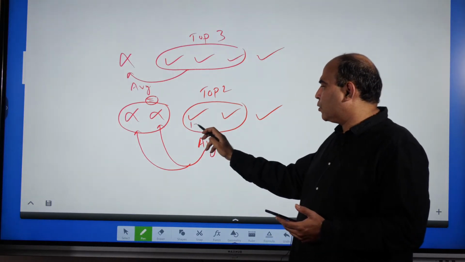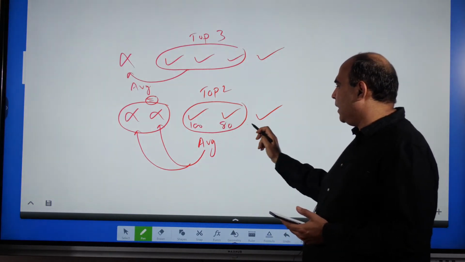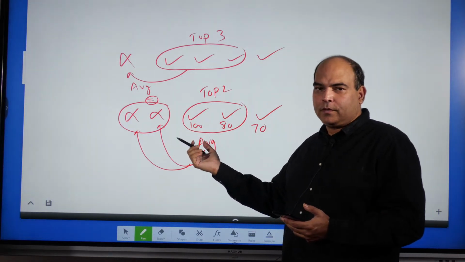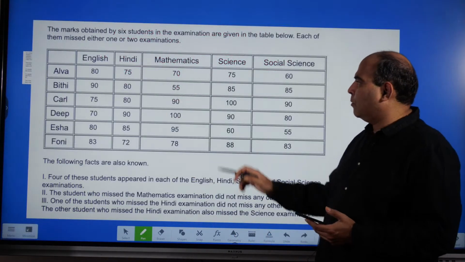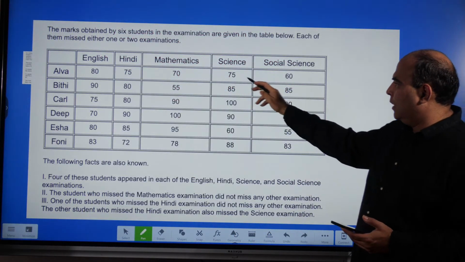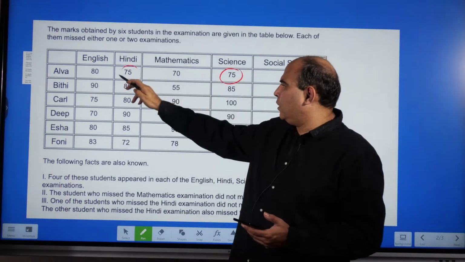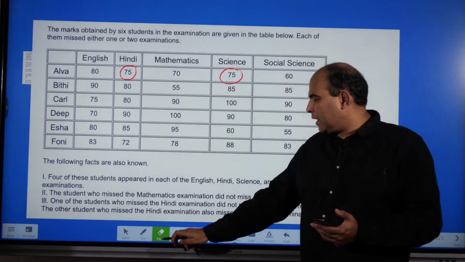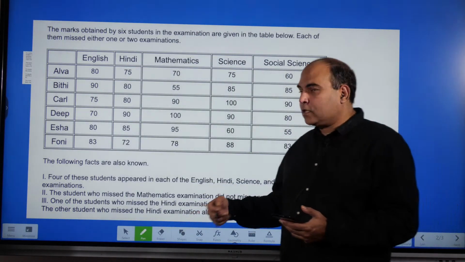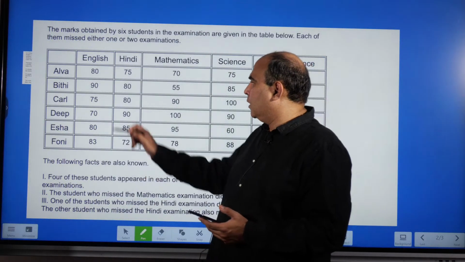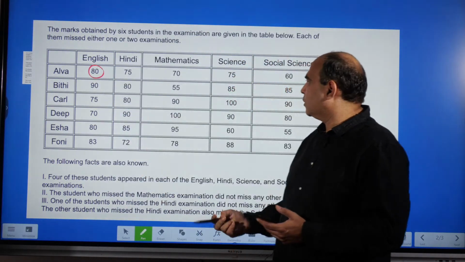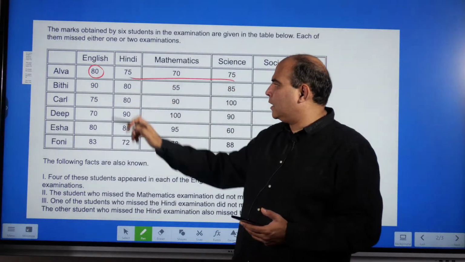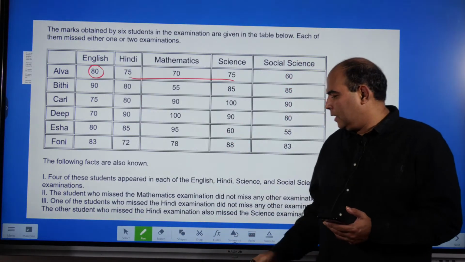Suppose I missed 2 exams and I've got 80, 100 and 80 in the 3 exams that I took, then for the 2 exams that I missed, I'll get 90 marks each. So the possibility of 2 exams missing for ALVA is on science and social science only, or science and Hindi only. And in case ALVA is missing 1 exam, and this is where calculation speed comes into the picture, can ALVA miss the English exam? The answer is no, because if ALVA misses the English exam, her best 3 papers will be these 3, and you can't get an average of 80 in that case.